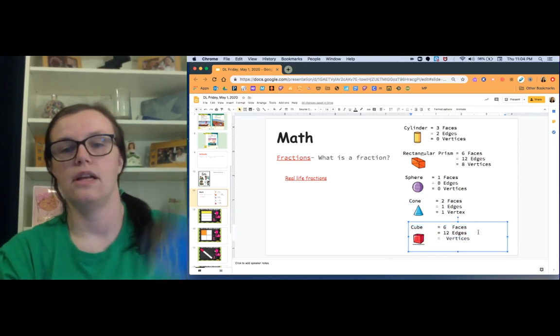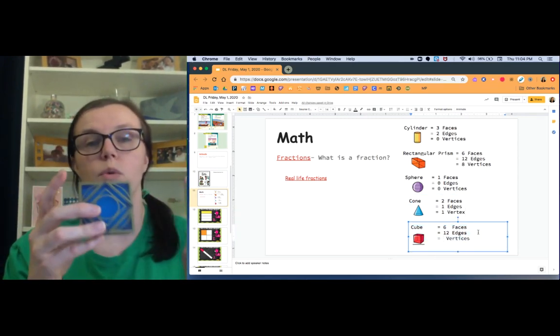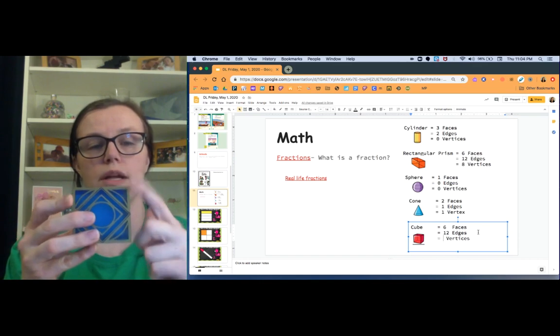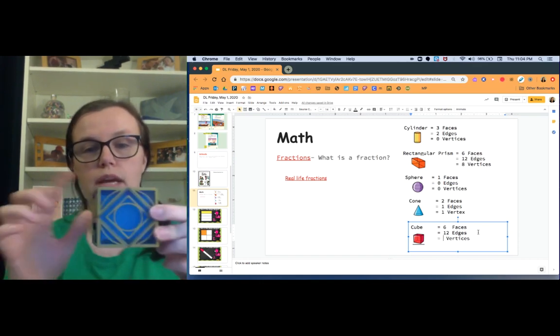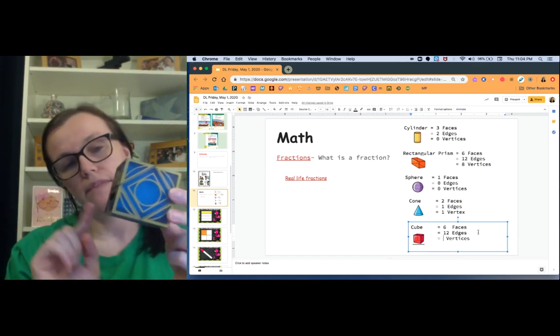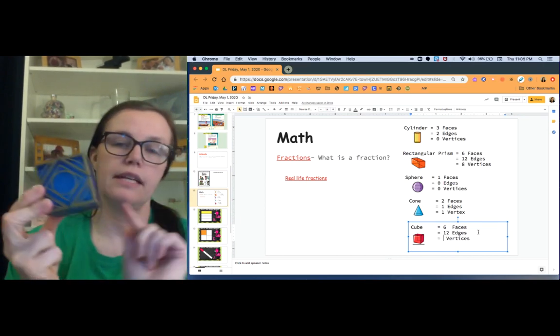Okay, ready? Let's count our corners or vertices. Ready? 1, 2, 3, 4, 5, 6, 7, 8.